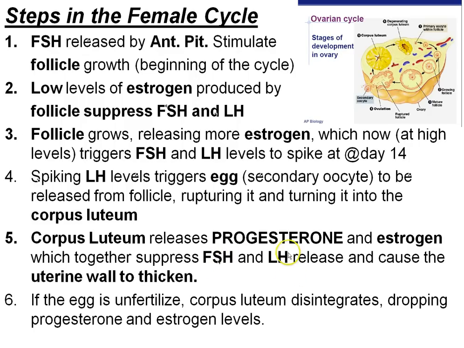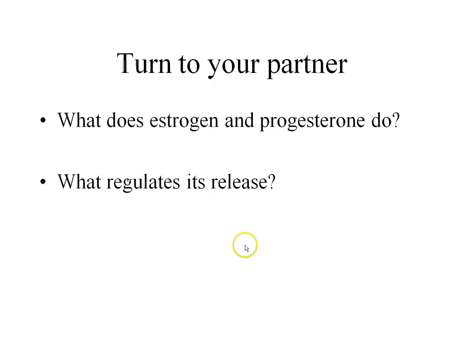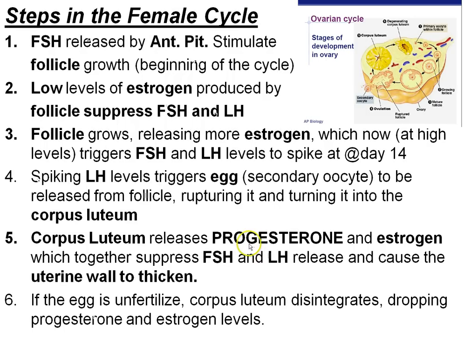eggs from being released. Now, that's kind of useful for people that are on birth control pills. Birth control pills are basically progesterone and estrogen together, and with the two of those together, they suppress FSH and LH and suppress any development of another egg being released from a follicle. And that's how you prevent from getting pregnant. You're basically tricking Mother Nature.